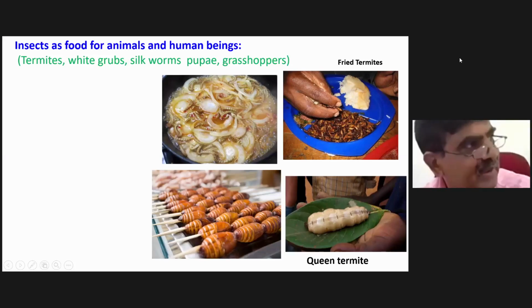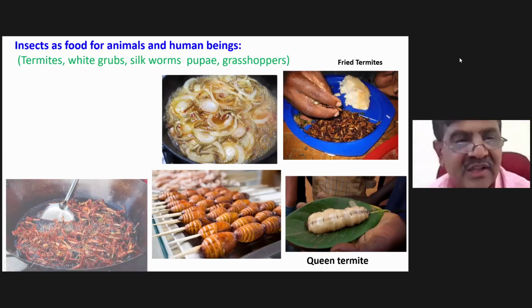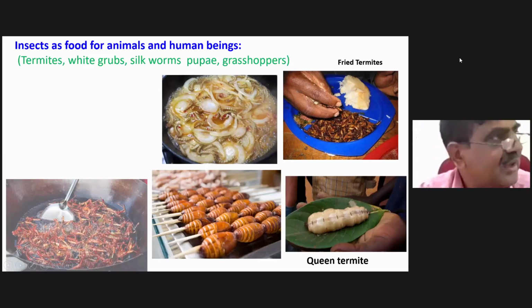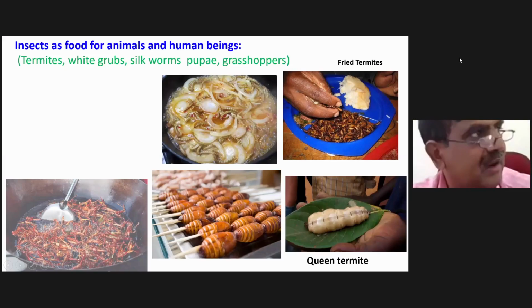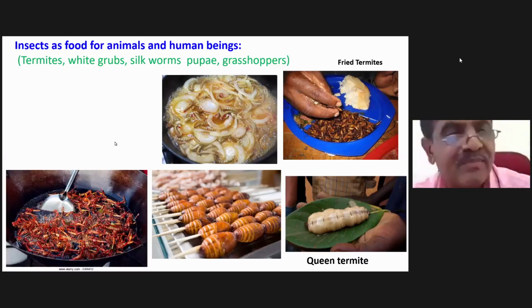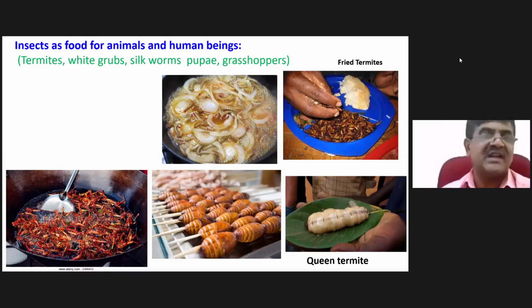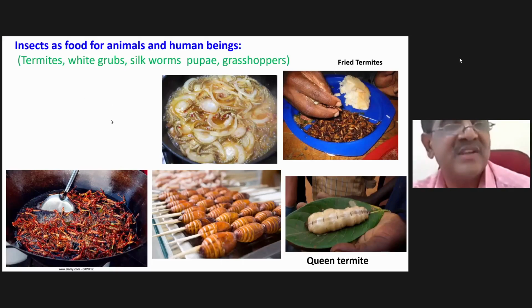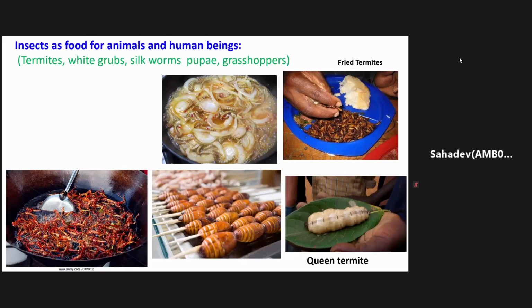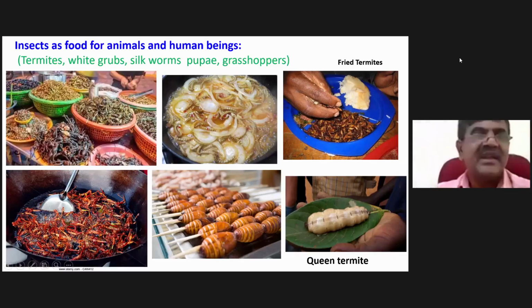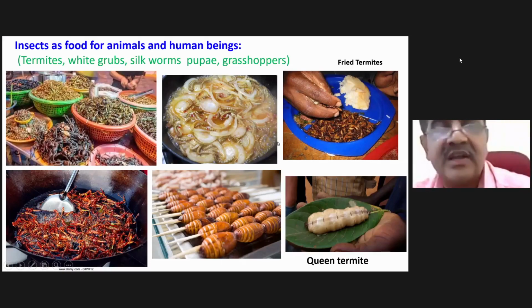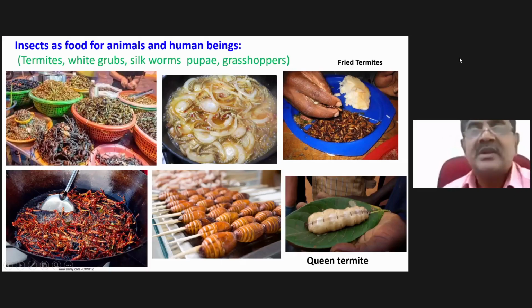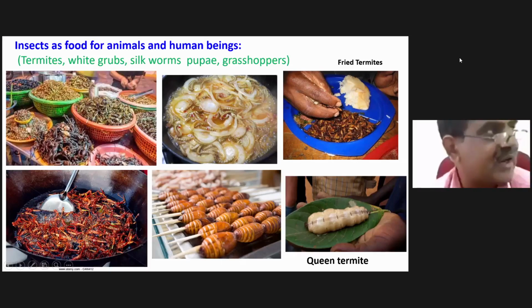Most of you might have the habit of eating pakodas in the evening. If you have a chance to go to Thailand, Bangladesh, or China, you can visit these markets, where they fry the insects and serve them as chats. In this diagram, you can see the different types of insects kept in the market for sale as chats. In this way, insects are important sources of protein, which can replace mutton or chicken in coming days.